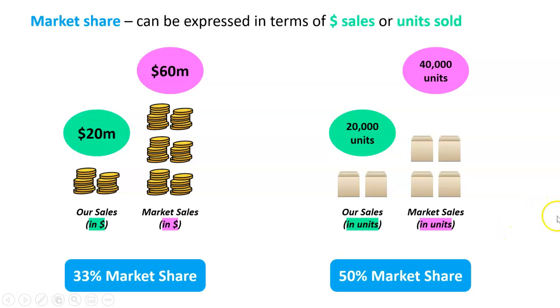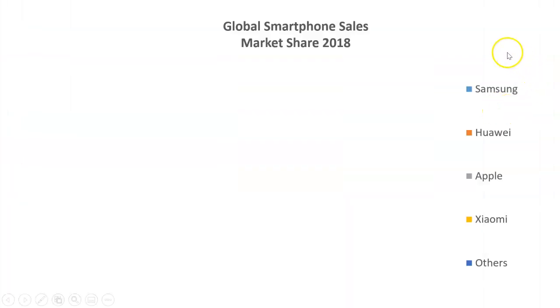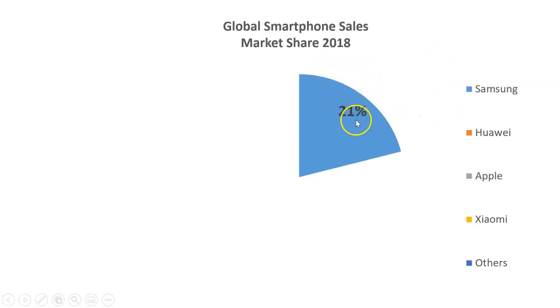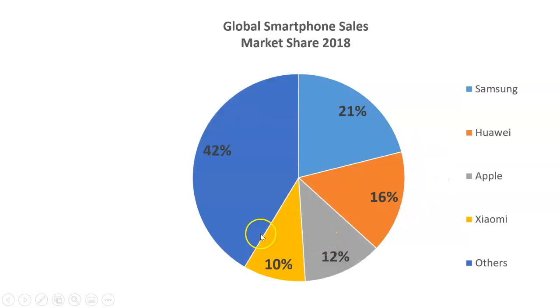But either way, it's kind of expressing what percentage of the market the business has as a percentage of the total market. So looking at smartphone sales in 2018, for example, just like with any product, we can divide it up into the big players and their market share. So you probably think Apple has the biggest market share, but if we're looking globally, it does not. Samsung in 2018 had 21% of global smartphone sales. So if 100 smartphones were sold today, 21 of those were Samsung. Huawei was 16%, and then we had Apple at 12%. Then we got some other brands.